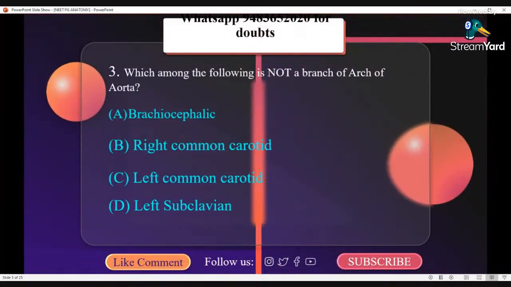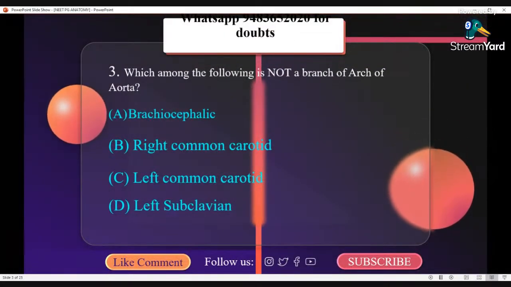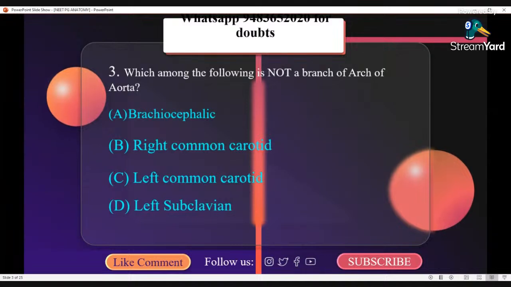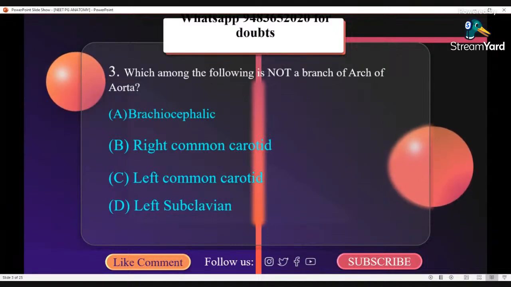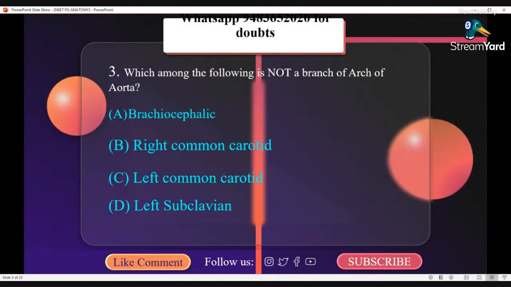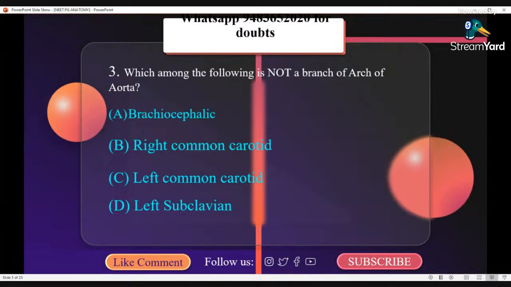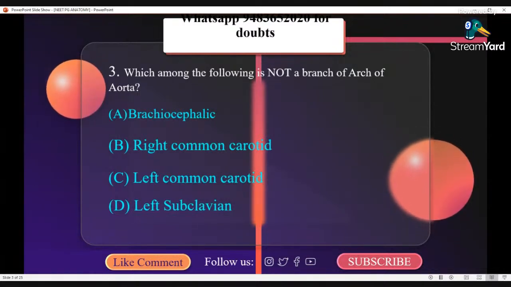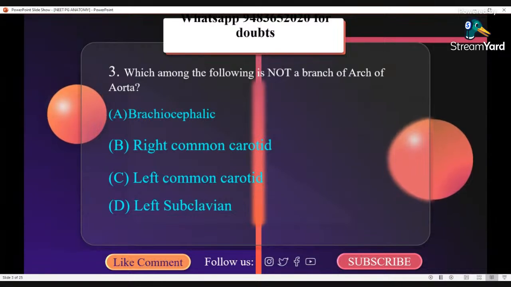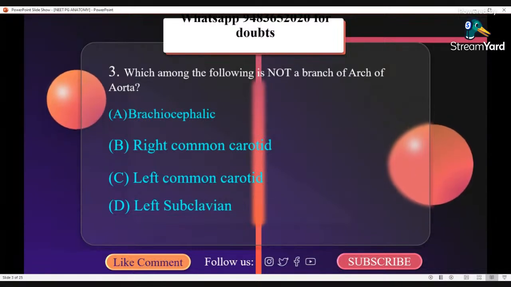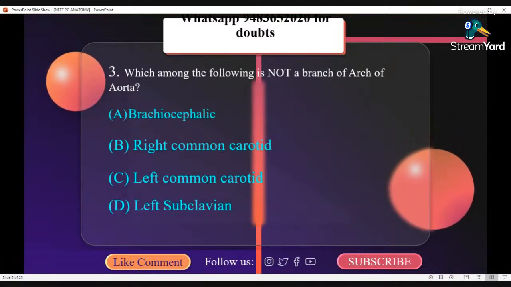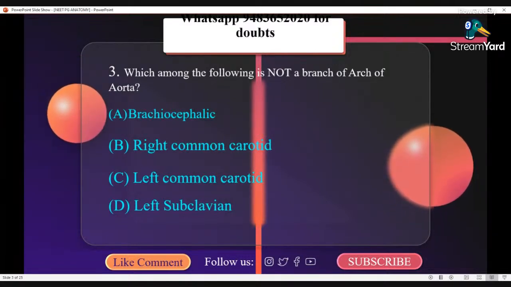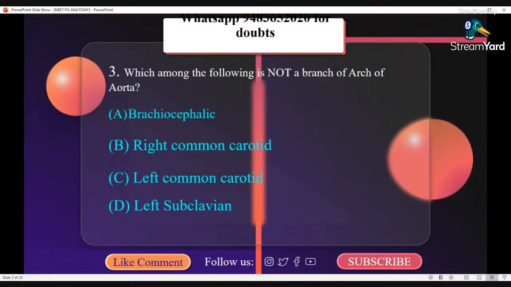Which among the following is not a branch of arch of aorta? Correct option is right common carotid artery. The arch of aorta begins at the level of upper border of second sternocostal articulation of the right side. The branches given off from the arch of aorta are three in number: the brachiocephalic, that is innominate artery, the left common carotid, and the left subclavian artery.